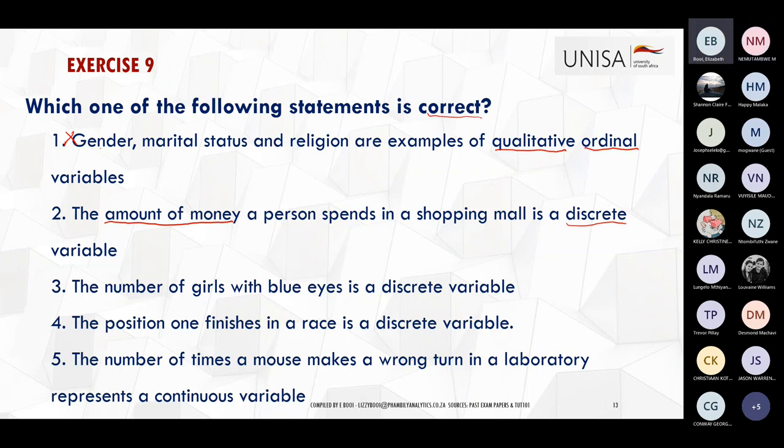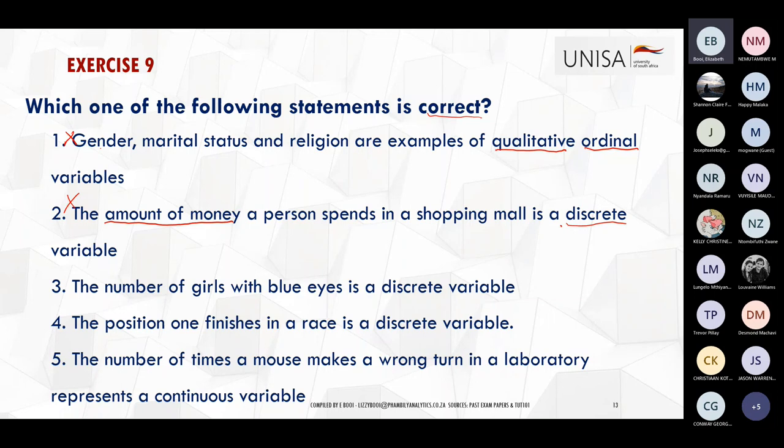So amount of money, as long as they don't steer you to how you need to classify it, you take the original form of that. So amount of money is a continuous variable. We round it off to the nearest cents because we put comma 00 at the end. It is continuous. So this is also incorrect.